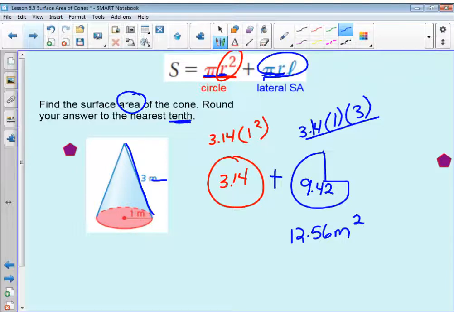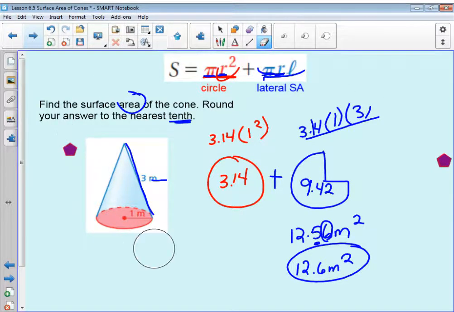So if I go to the nearest tenth, this 6 is going to tell my 5 to jump up to a 6. So the final answer would be 12.6 meters squared if we go to the nearest tenth. Okay, if you give me 12.56, I won't count it wrong. It's just that if you were to do a standardized test or a multiple choice test and they had asked you to go to the nearest tenth, that 12.56 probably isn't going to be there.